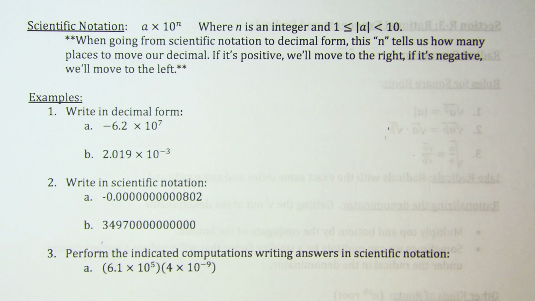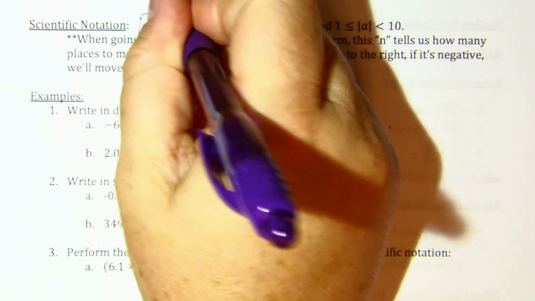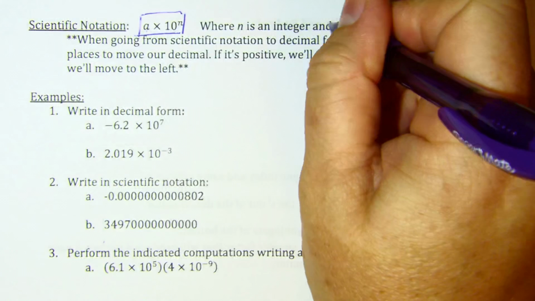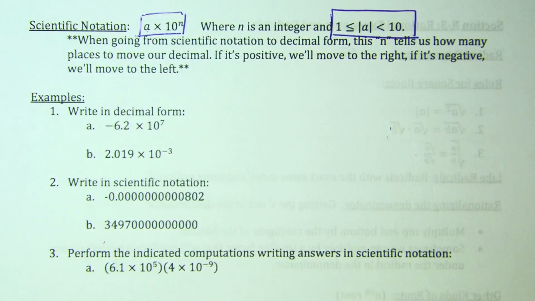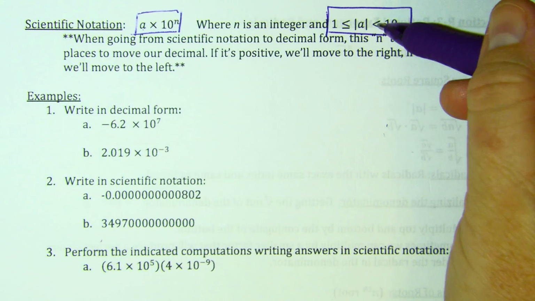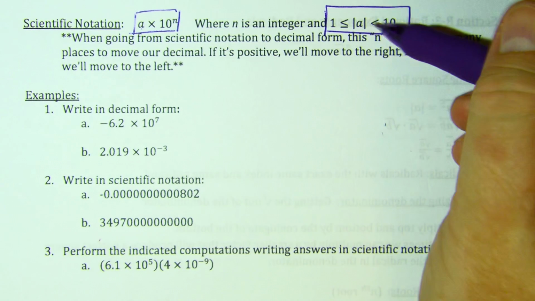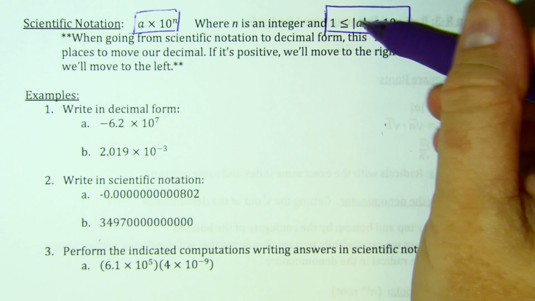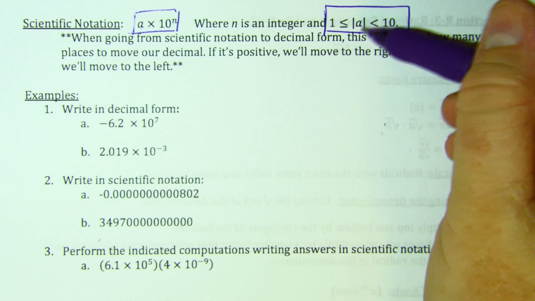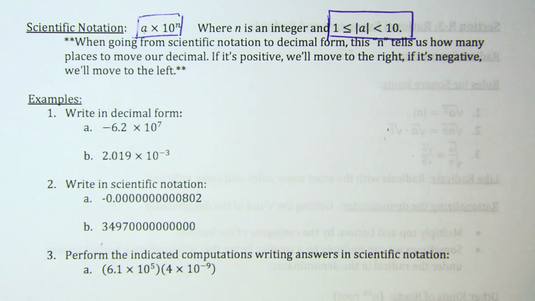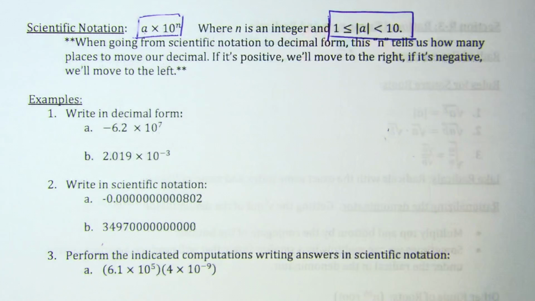So this is what scientific notation looks like. We have something times 10 to some power. That a value needs to be between 1 and 10, it cannot equal 10, it needs to be less than 10, and it can equal 1, so greater than or equal to 1. A can be positive or negative. That's what these absolute value bars mean: as long as the absolute value of the number is between 1 and 10. And that's all we're really doing.